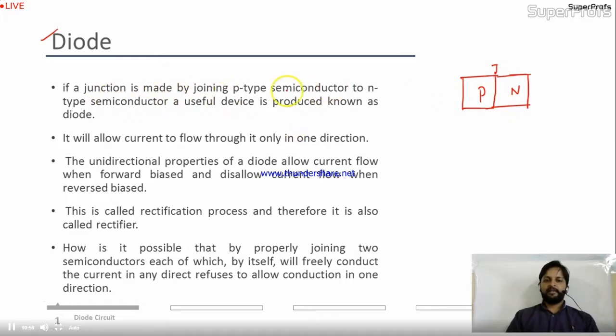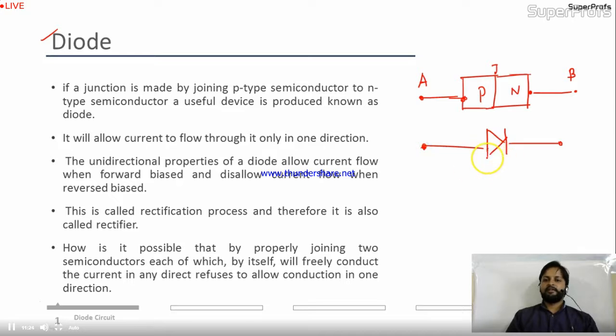If a junction is made by joining P-type semiconductor to N-type semiconductor, a useful device is produced known as a diode. If we add one P-type semiconductor with another N-type semiconductor, we'll have one device in our hand, and that device is the diode. Diode is represented by this symbol.